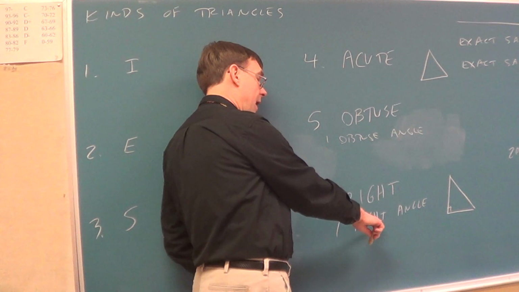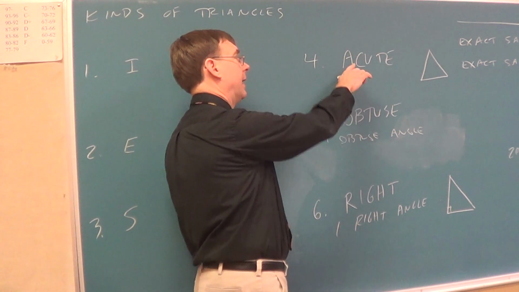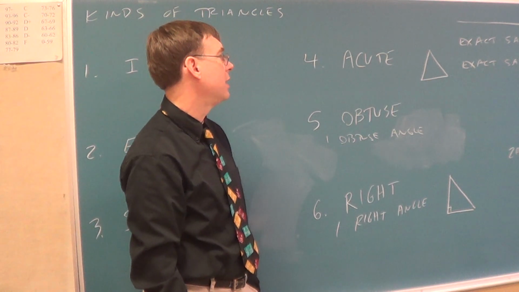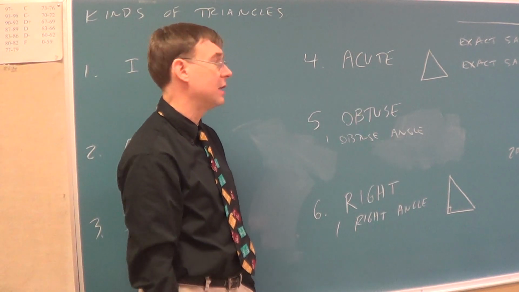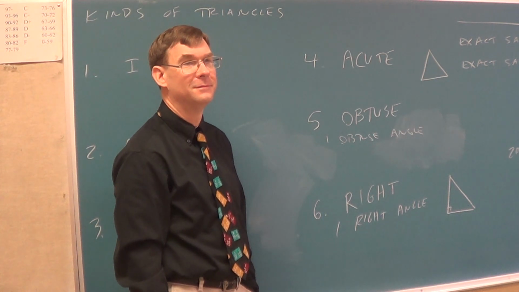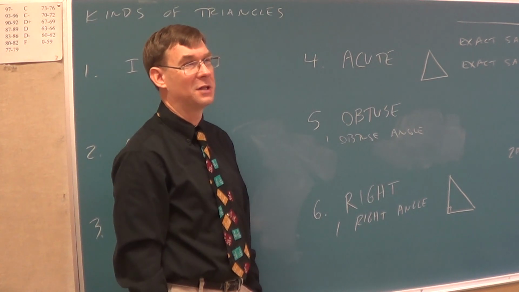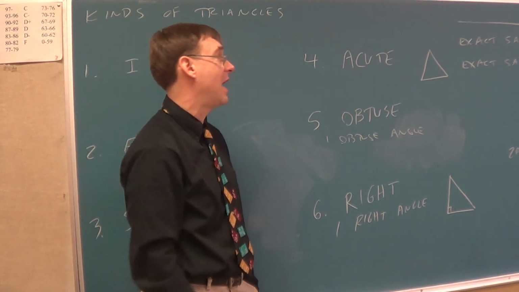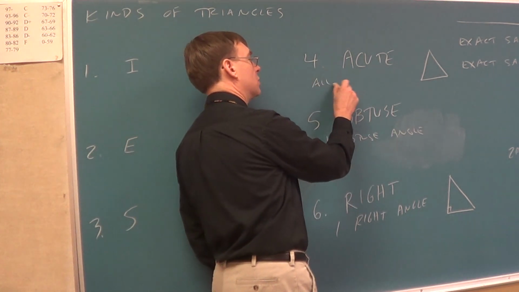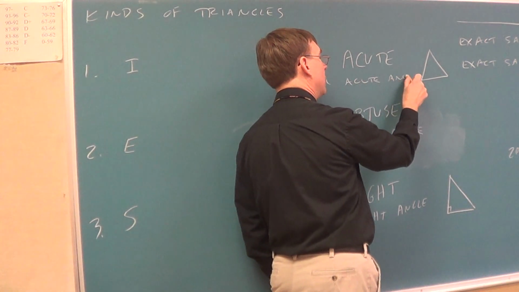So if you have one right angle, you're right. If you have one obtuse angle, you're obtuse. Anybody have a thought on what you need to be acute? I'll tell you the answer is not one acute angle. Two acute angles. That's closer. You have to have all acute angles. To be an acute triangle, you need all acute angles.